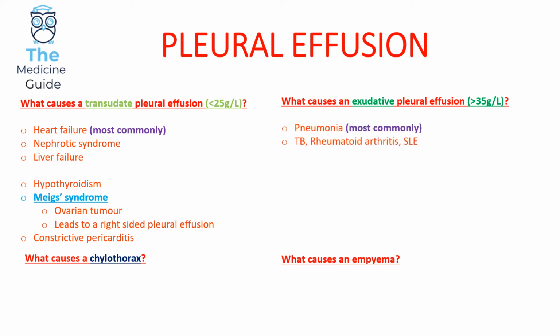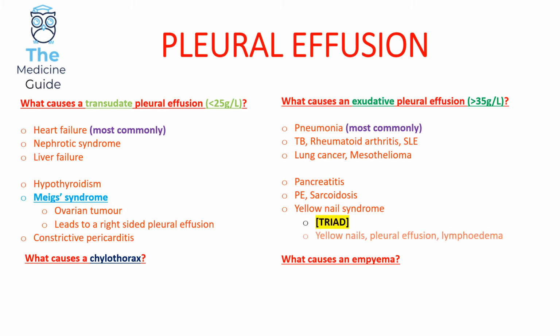Other examples of exudative pleural effusions involve pneumonia, which is the most common, TB, rheumatoid arthritis, SLE, lung cancer, mesotheliomas, pancreatitis, PE, sarcoidosis, and yellow nail syndrome, which presents with a triad of yellow nails, pleural effusion and lymphedema.